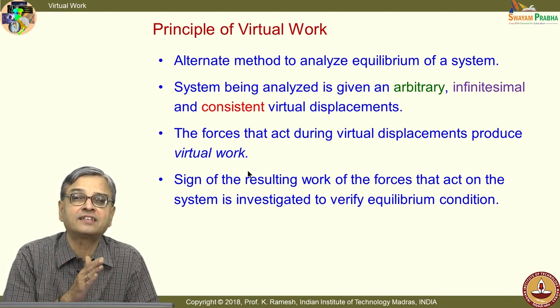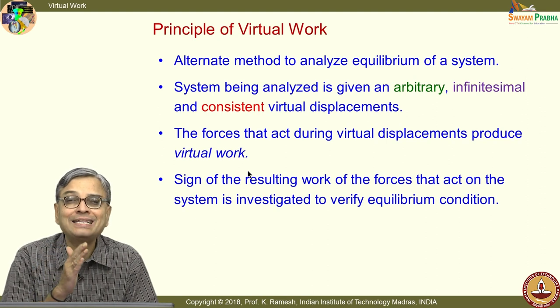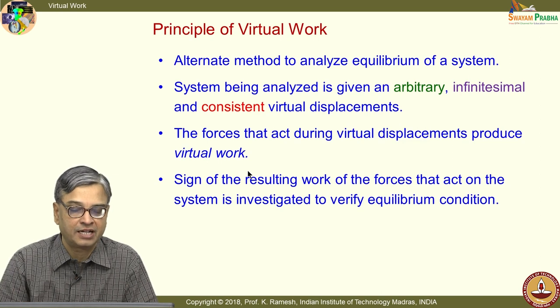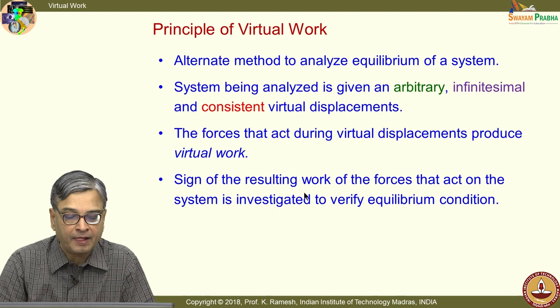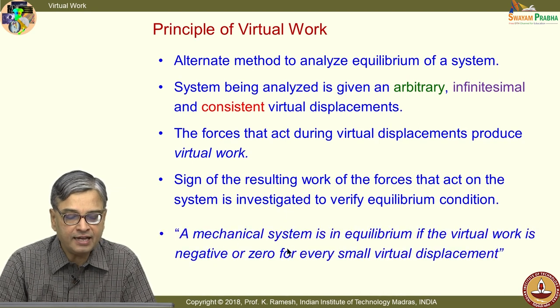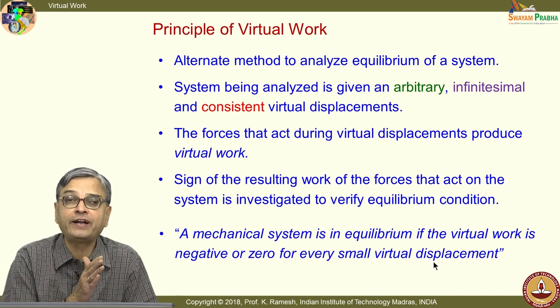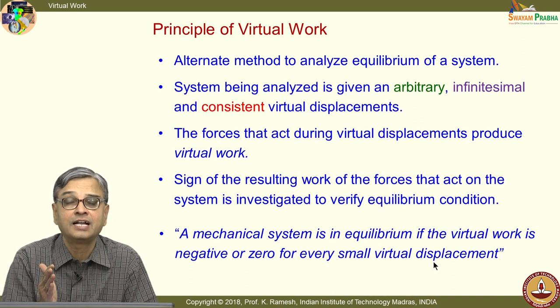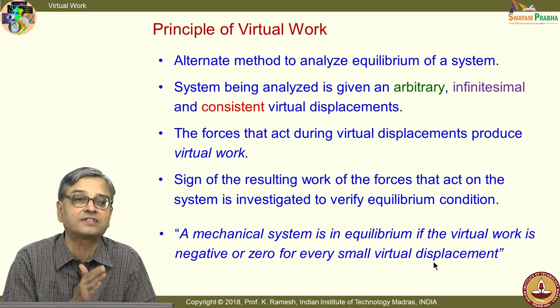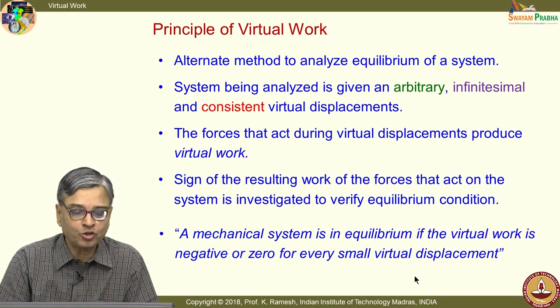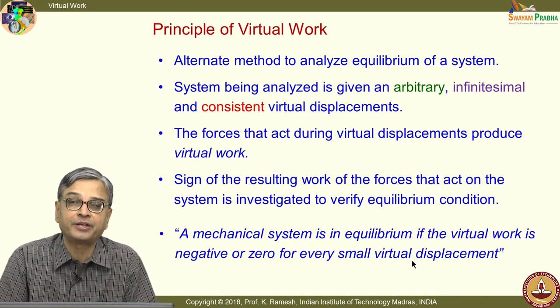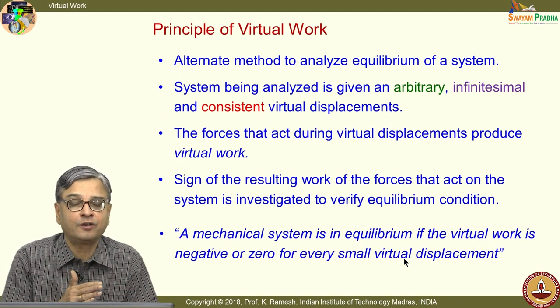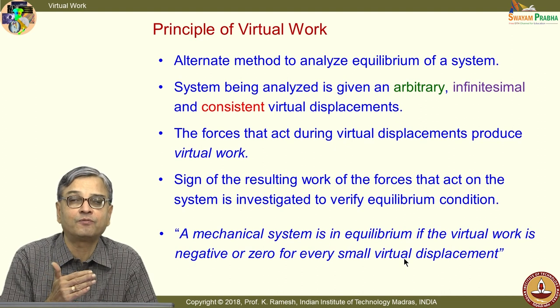And you investigate whether the system is in equilibrium or not by the sign of the virtual work. The statement is like this: a mechanical system is in equilibrium if the virtual work is negative or zero for every small virtual displacement. And we have already qualified what way the virtual displacement should be. It should be infinitesimal and it should be consistent with the constraints of the system. Many books would simply say when the virtual work is zero, the system is in equilibrium. We would generalize that statement. Virtual work can also be negative. We would see with an example what sort of situations you can have negative virtual work.